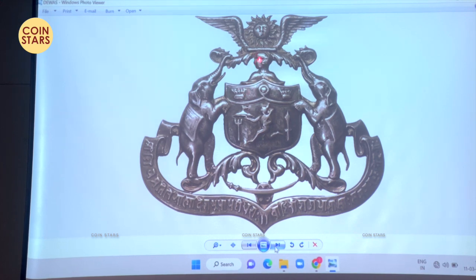This is Devas with the sun with the wings and Hanumanji holding the Parvat going towards left, and 2 elephants holding the shield.